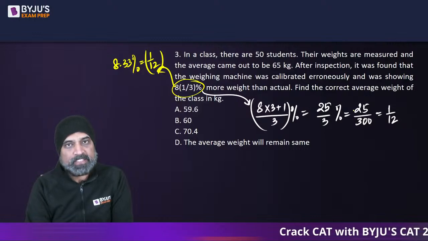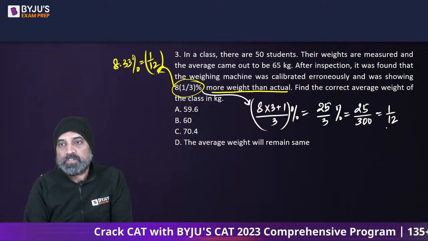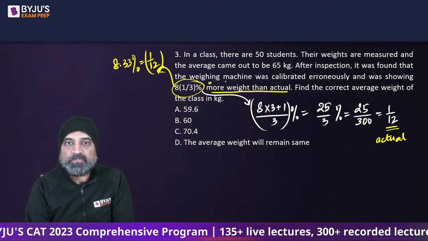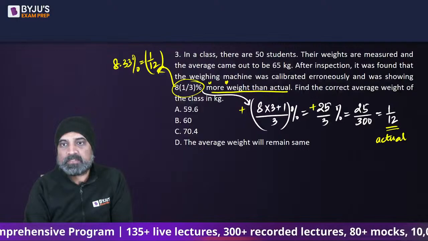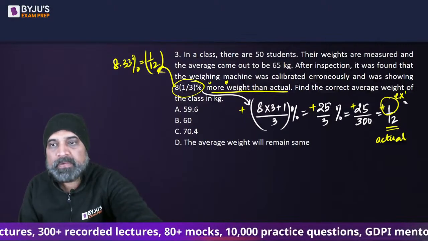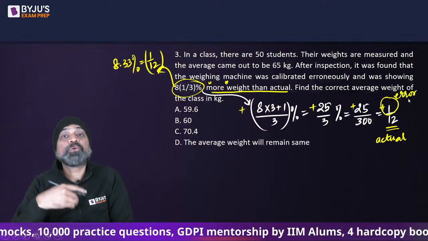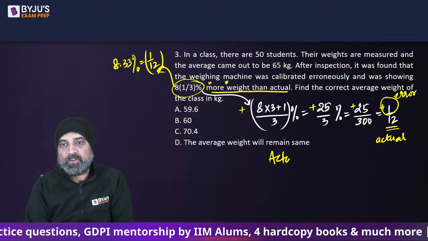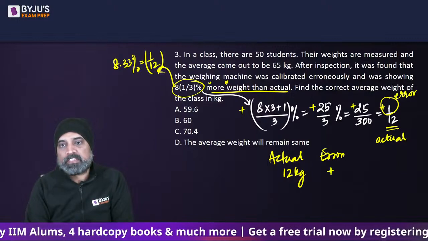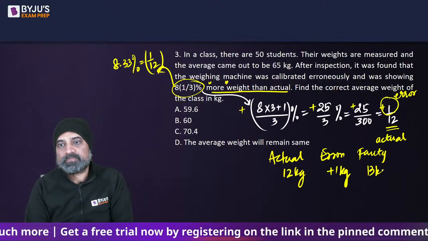Now this question says that this was an error and this is 1/12 more weight than actual. That means 12 is the actual weight, and since it uses the word more, it would mean plus. So here plus 1 represents the error that was being made. If the actual weight is 12, the error was 1 more. Okay, so we can use that logic. So if actual is 12 kg, then the error made is plus 1 kg. That means the faulty weight is going to be 13 kg.